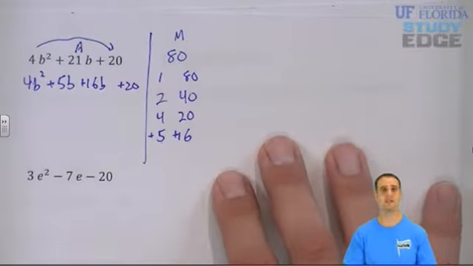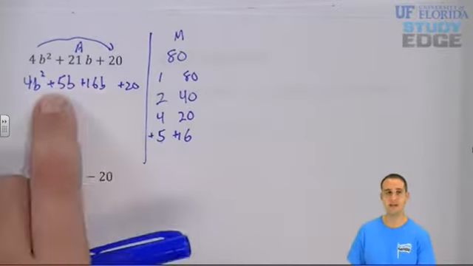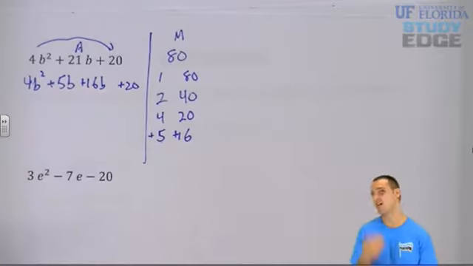Does it matter which one I do first? Could I have done 16b and 5b? Yes, you will still get the same answer. I get that all the time. Does the order matter? Can it be 5 and 16 or 16 and 5? Doesn't matter as long as you have a 5 and a 16 in this case.